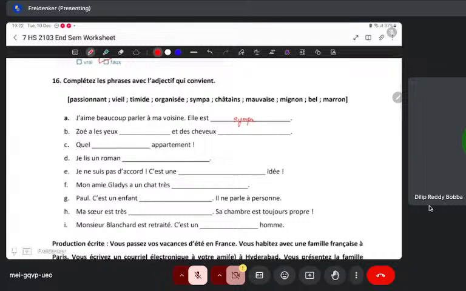Zoé a les yeux dash et des cheveux something. So color of the eyes probably and color of the hair. Hair color, what is there? No, marron. I think marron will come here. Maroon eyes and then chestnut hair. Because if you write marron here, you can't. We'll come back to that. But I'm thinking. I think the same question was in one of the worksheets. Eyes are supposed to be marron.